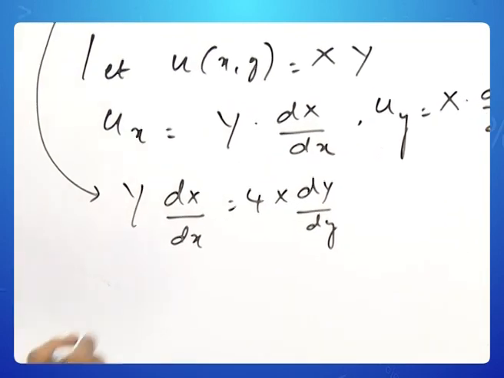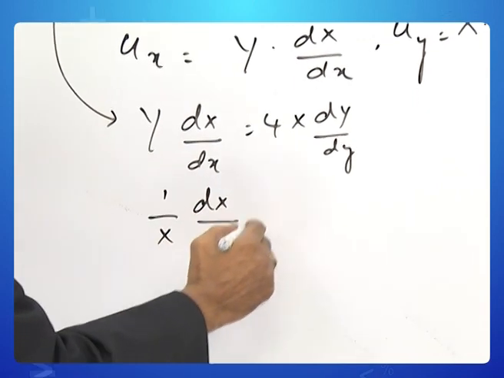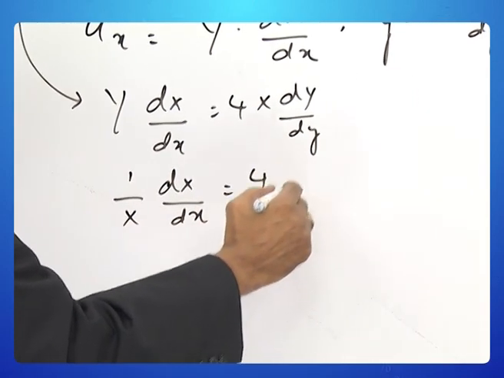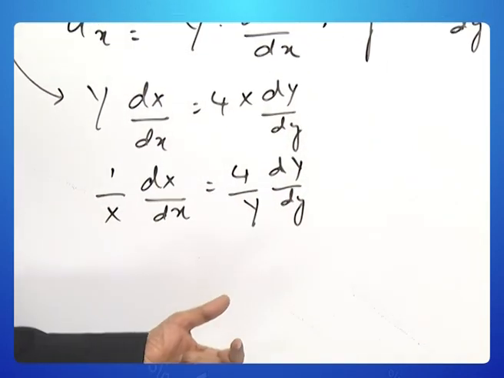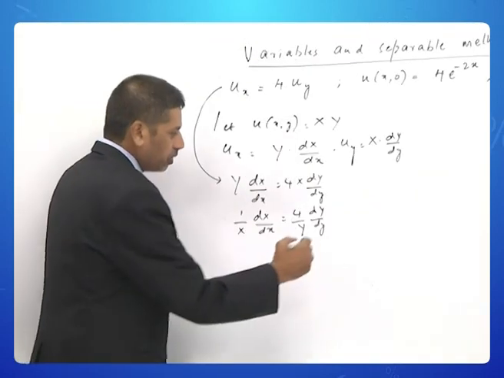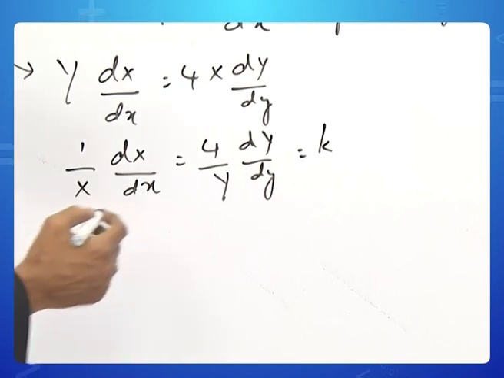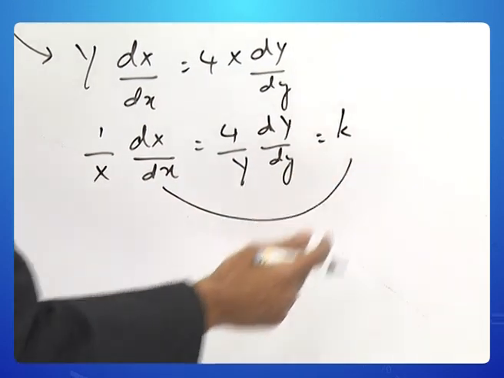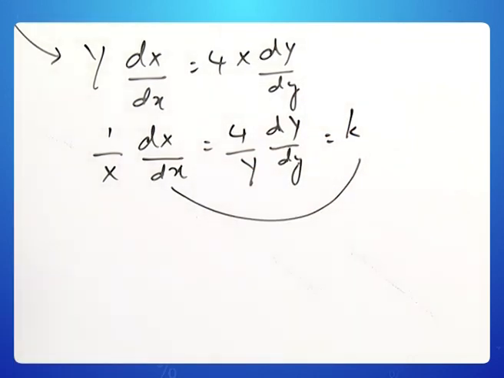Now let us do the separation. 1 by capital X dX/dx is equal to 4 by capital Y dY/dy. So you can see that separation has been done. Now equate them to some constant k. If you take this group, you can solve for capital X. If you take this group, you can solve for capital Y.